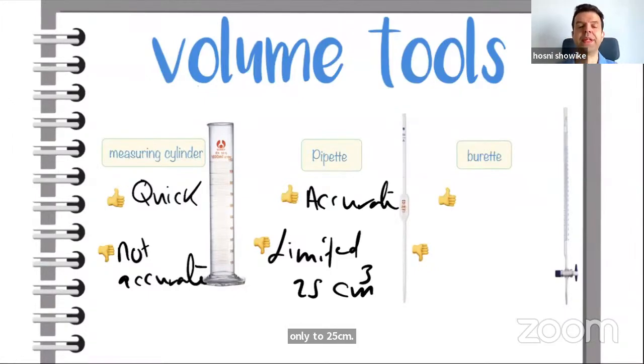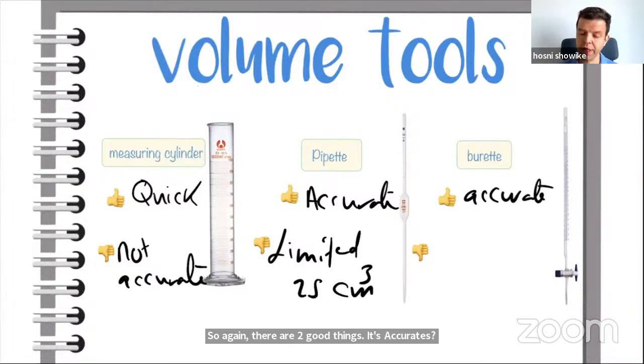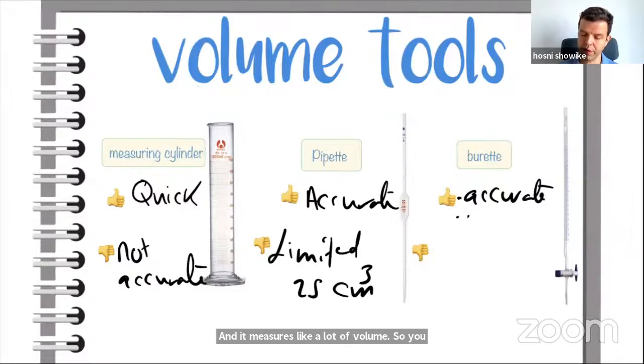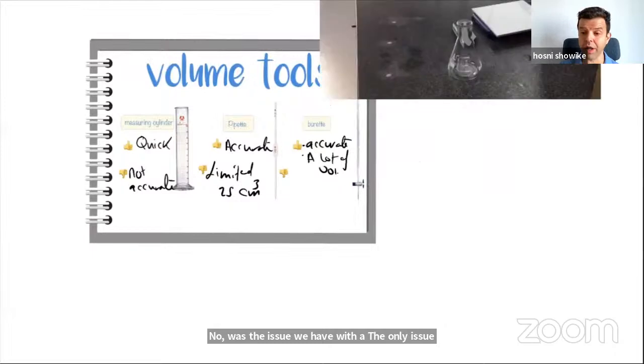What about burettes? Burettes have the good things of the measuring cylinder. It takes a lot of volume and it's also quite accurate. So again, there are two good things here: it's accurate, and it measures a lot of volume, so you can measure a lot of fluids. Now, what's the issue we have with a burette? The only issue is that it's time consuming.